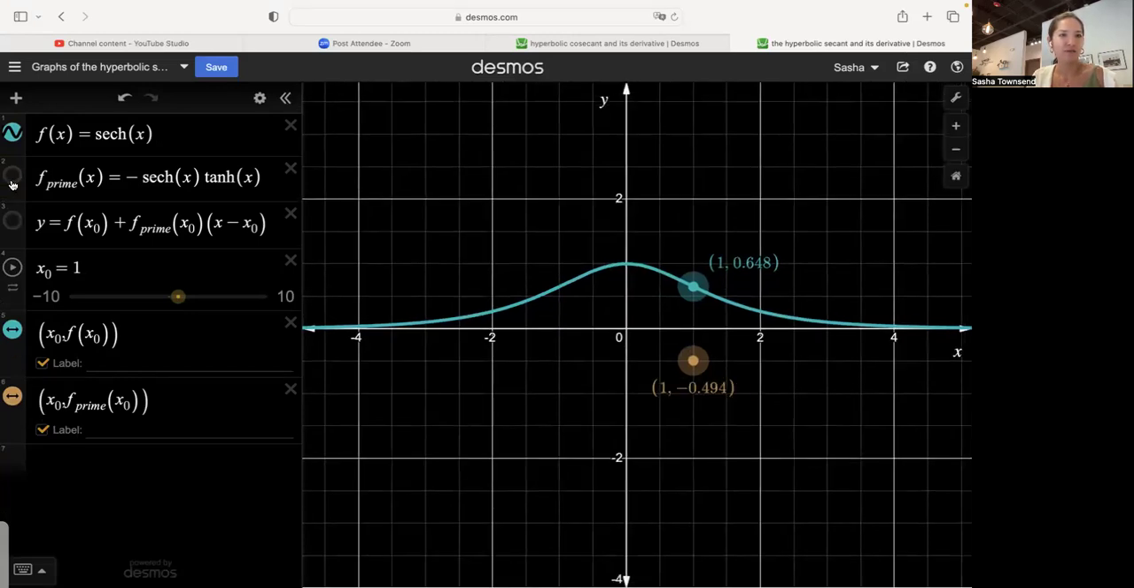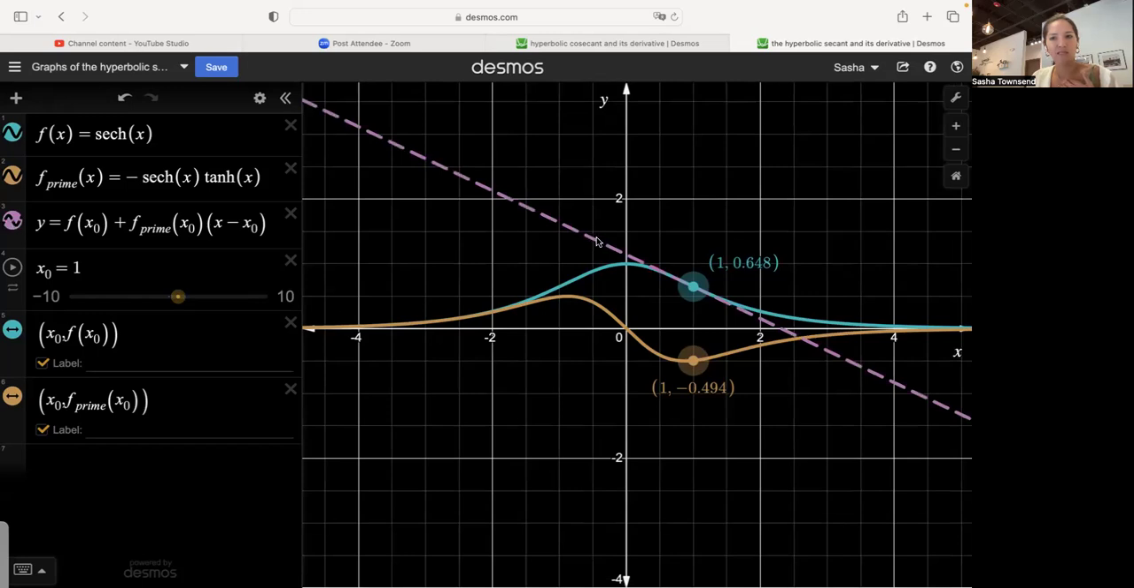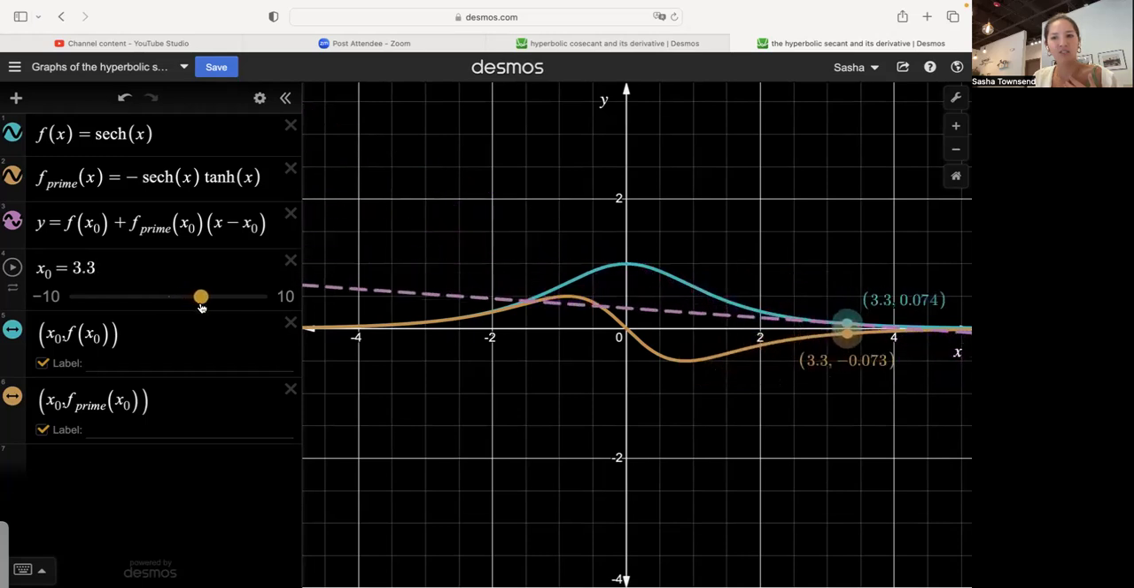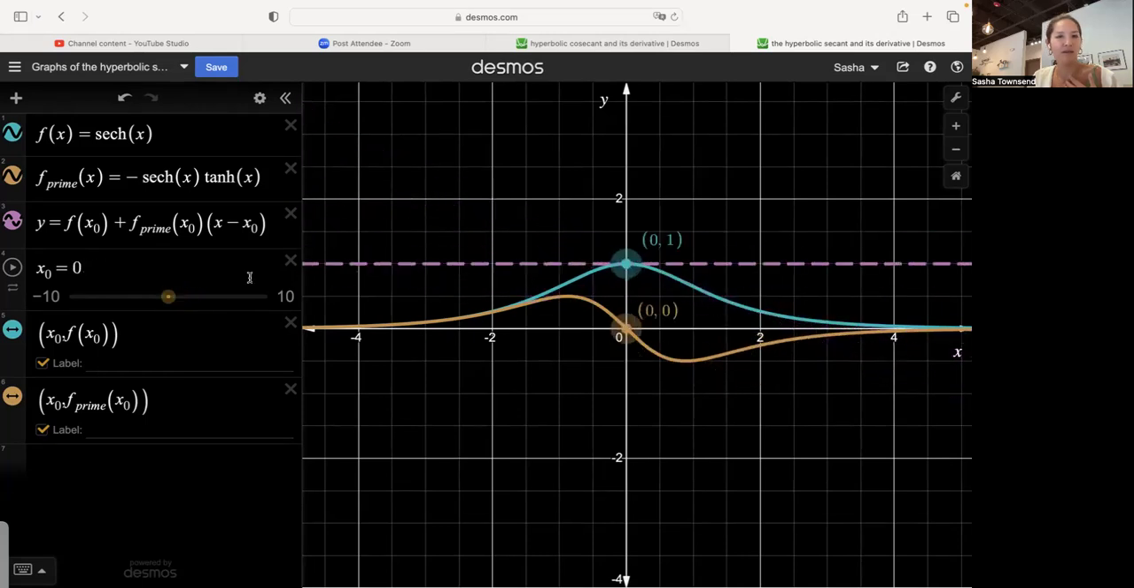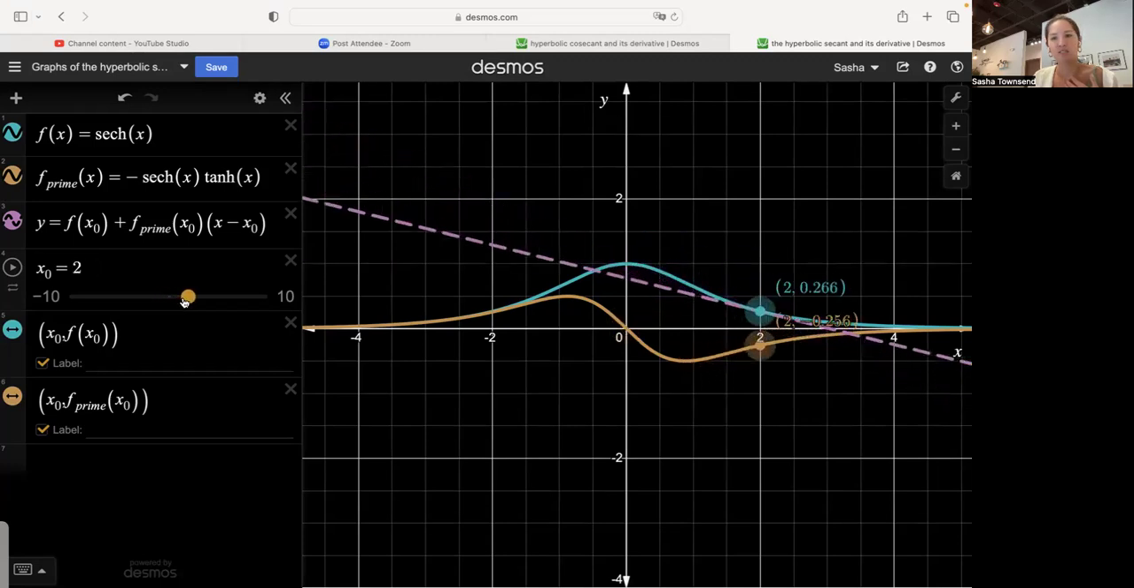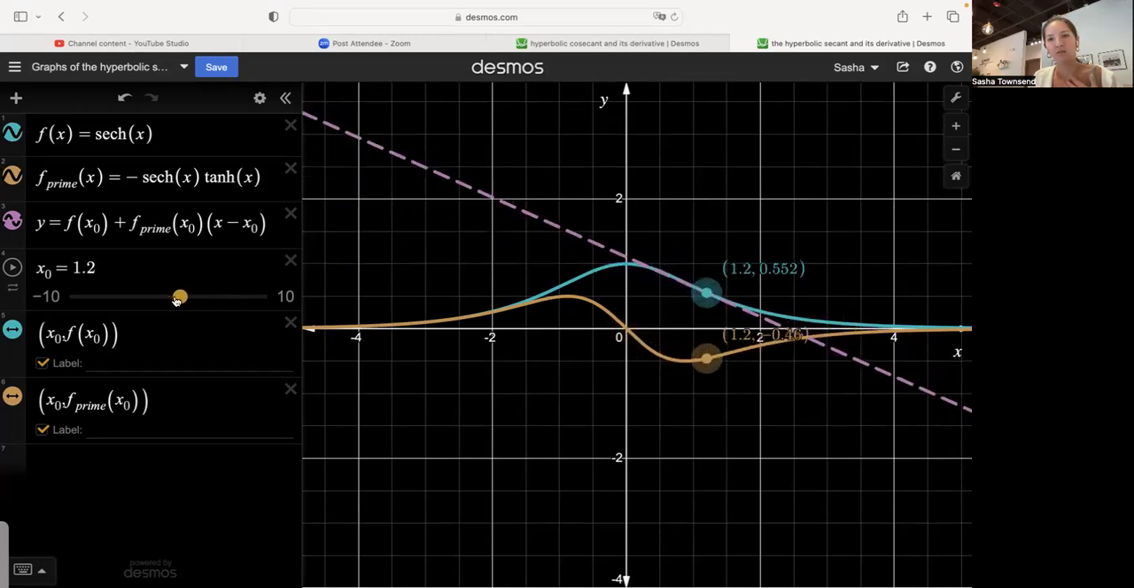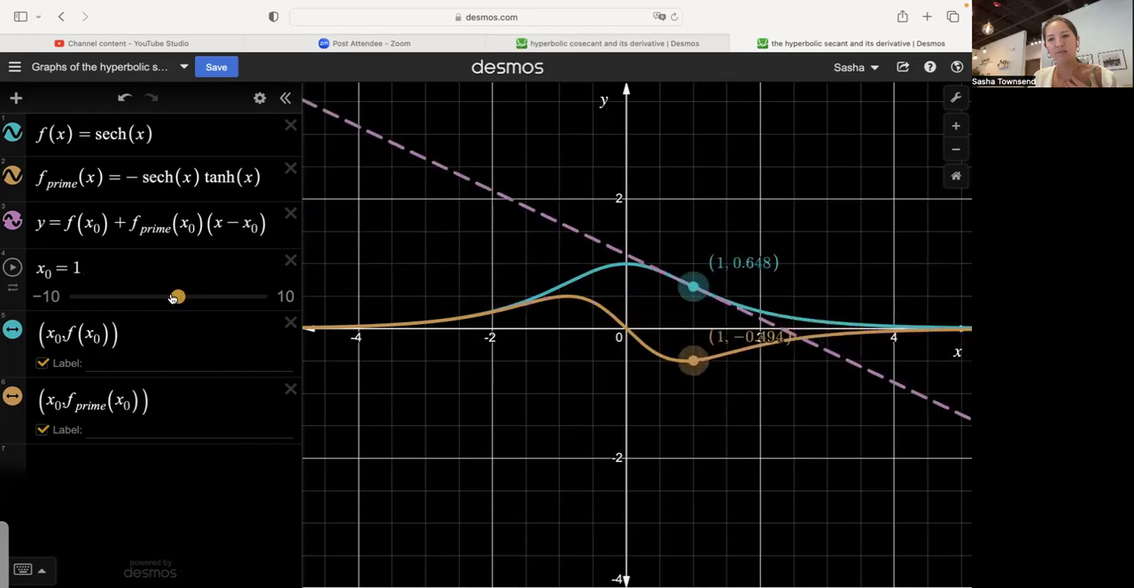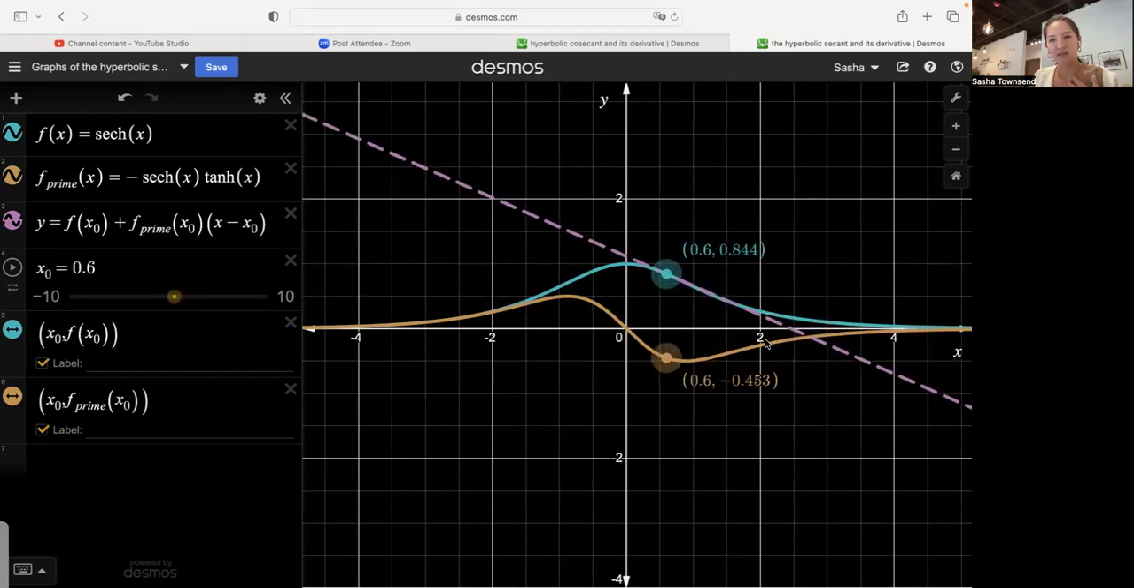And we can plot the derivative. The derivative of hyperbolic secant is negative hyperbolic secant times hyperbolic tangent of x. We can draw tangent lines if we want to, and see that the slope of that tangent line is a negative value, and it turns out to be about negative 0.494. And then you can let those values change and see how changing x naught changes the slope of the curve. As all these slopes are negative on the right of 0, and our derivatives are all negative over there.